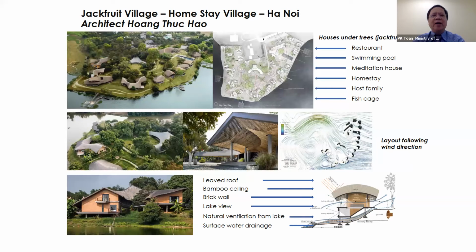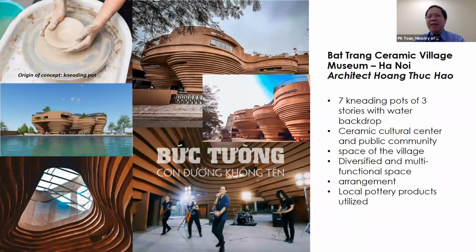You can see diversified functions for different uses, like a restaurant, swimming pool, meditation house, homestay, and host family. Every building looks to the pond to catch the cool breeze in the summer, and there is a very nice and really curving form of the roof and of the layout. So next slide, please.